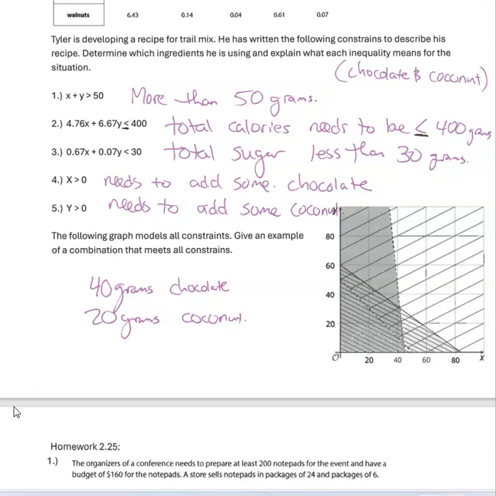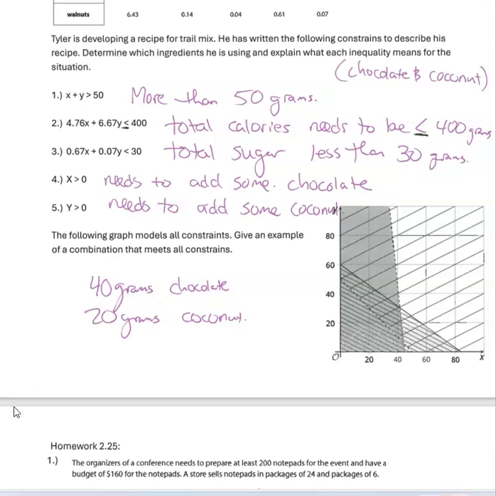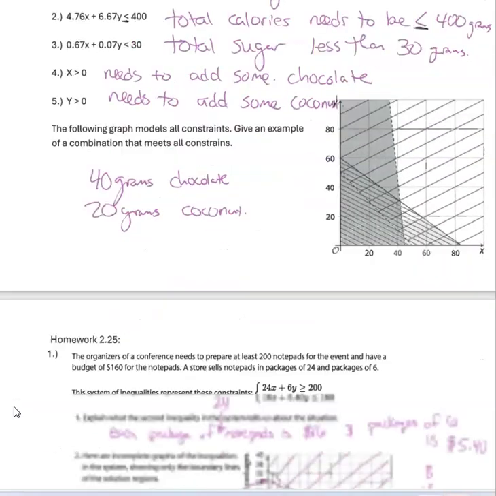So when we have this and it's graphed and you can see all of the different shadings, it says the following graph models all the constraints. Give an example of a combination that meets all the constraints. So I'm trying to find something that is going to be shaded by all of them. There are 1, 2, 3, 4, 5 different constraints. What is something that is shaded by all of them? I got 40 grams of x, which is 40 grams of chocolate, and 20 grams of coconut. That would be shaded by all of the constraints, which means it meets all of the constraints. It's a solution to all of them.